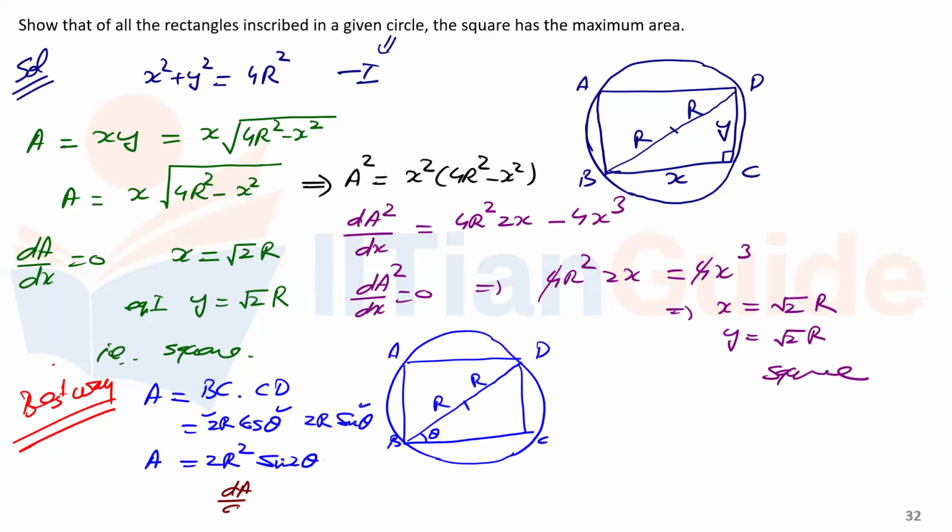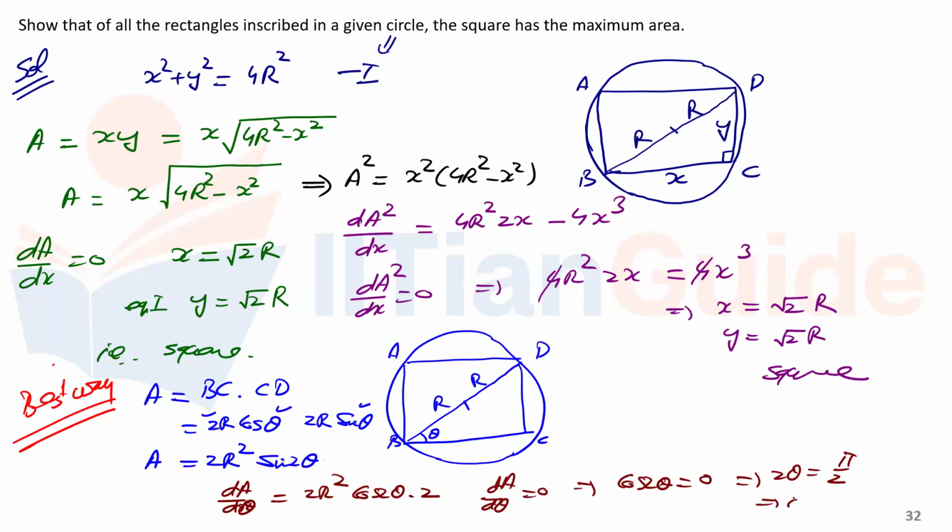I'm writing dA by d theta. That is 2r square into cos 2 theta into 2. I will make dA by d theta to be 0. Then I will get cos 2 theta to be 0. Or I can say the value of 2 theta is pi by 2. Or theta is pi by 4. So the sides are equal. BC you can write, the value of CD you can write. Theta is pi by 4. Basically it is a square.